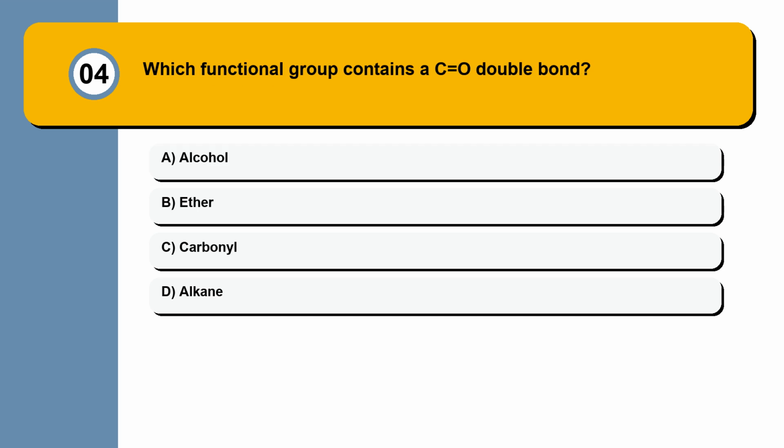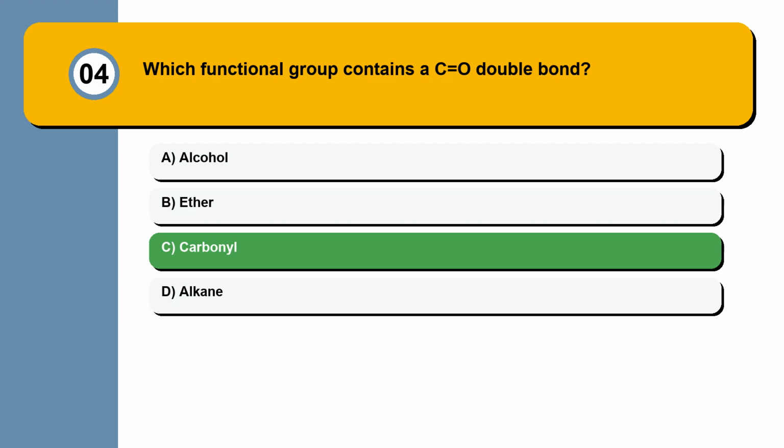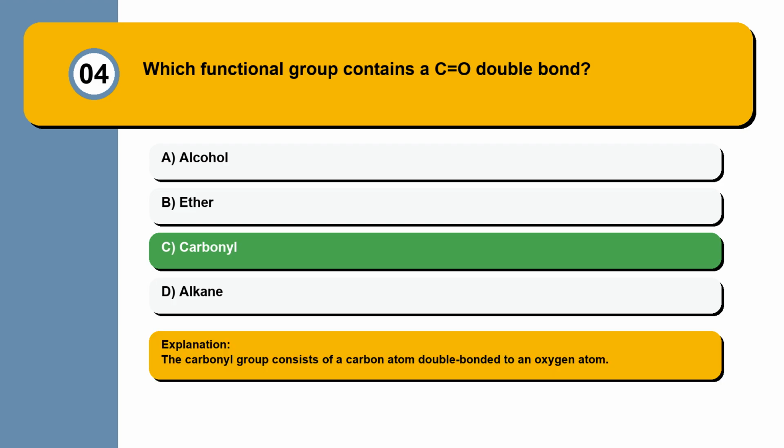Question 4. Which functional group contains a C=O double bond? Alcohol, ether, carbonyl, alkane. The carbonyl group consists of a carbon atom double bonded to an oxygen atom.